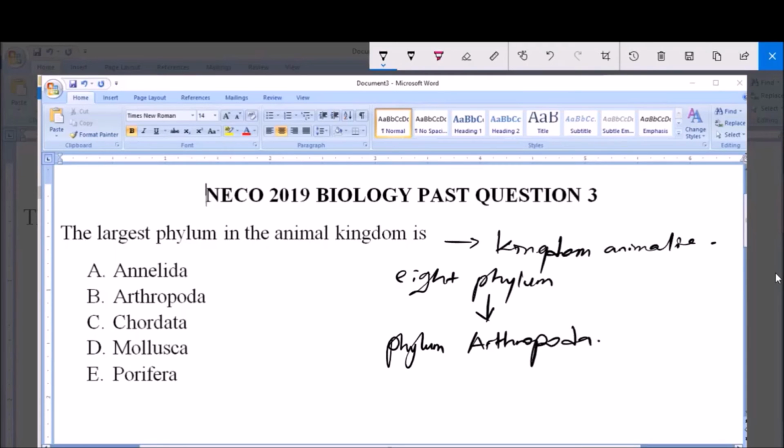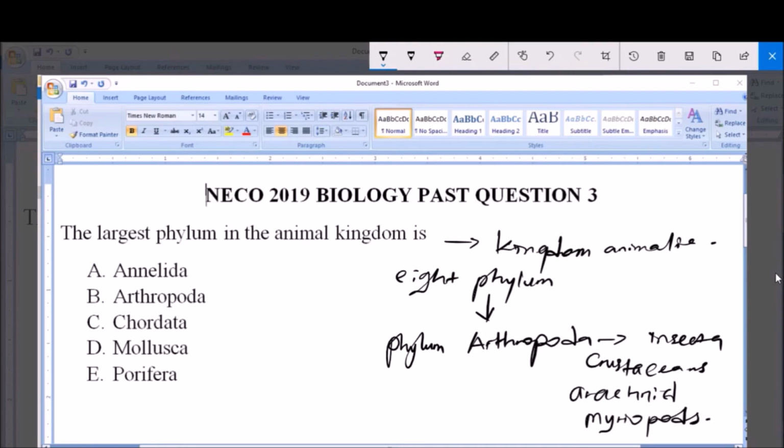The phylum Arthropoda is the largest phylum in the animal kingdom because it is composed of the insects, the class Insecta, the crustaceans, and the arachnids, that's class Arachnida, and also the myriapods, comprising the centipedes and the millipedes.